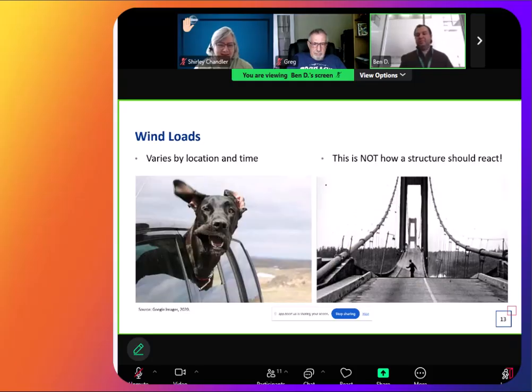Wind loads, again, very simple. That's basically based on the geographic location, the wind load that is being applied to a structure. We have to look at that and make sure a structure is not behaving like what you see there on the right. That's a famous example of the Tacoma Narrows Bridge, which was unfortunately vibrating a lot, and it led to its eventual collapse.